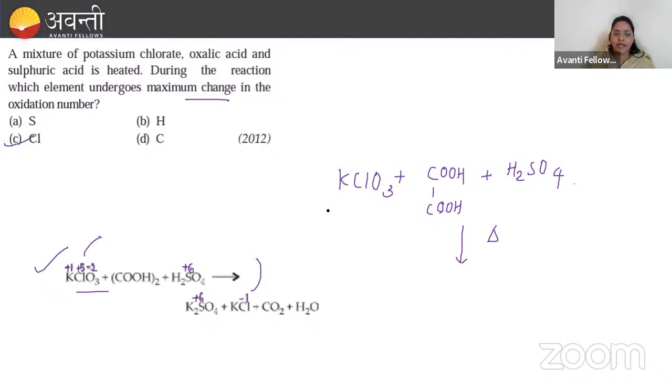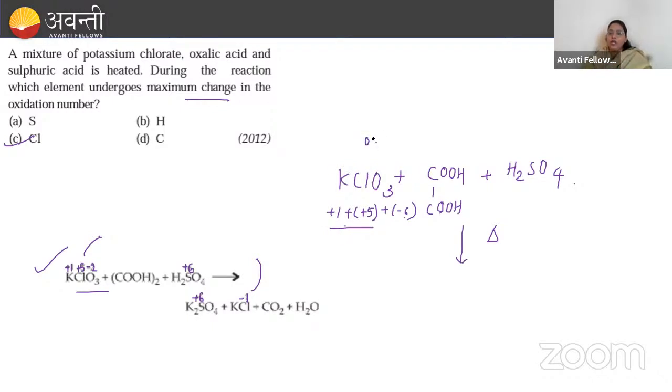For K it is +1, for chlorine it is +5. For oxygen, there are 3 oxygens and each oxygen is -2, so 3 into 2, that is -6. For balancing that, +6 is also present. That's why this overall molecule is neutral.